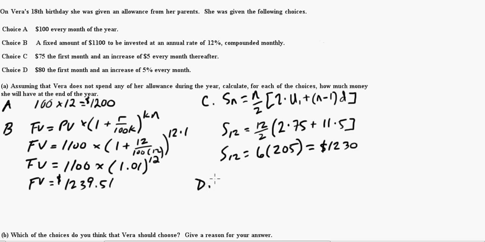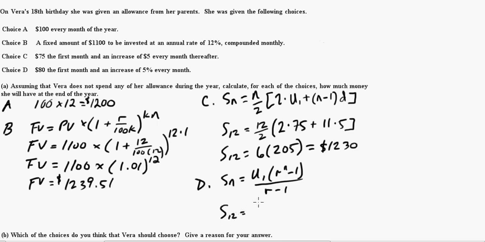Now, for part D, 80 for the first month and an increase of 5% every month. Well, that's a geometric sequence. It's increasing by 5%. We can use the geometric sequence formula, which is the first term times the ratio to the nth term minus 1 over r minus 1. In this case, it's going to be the 12th term.